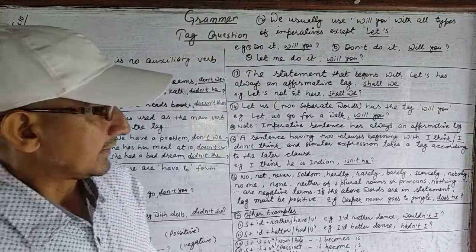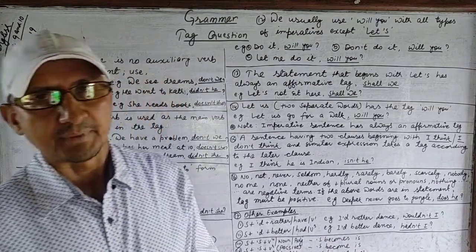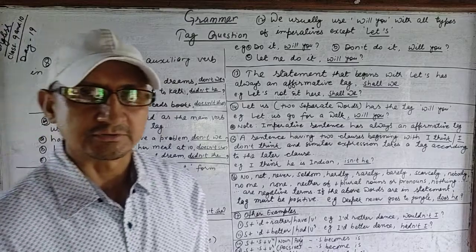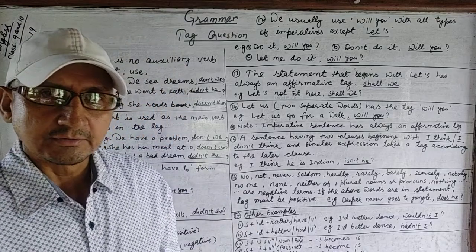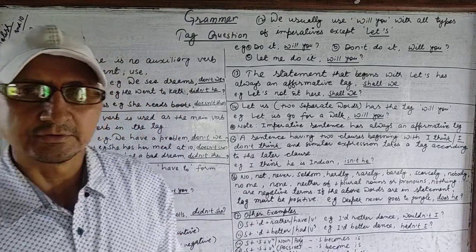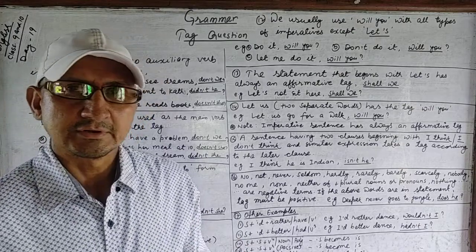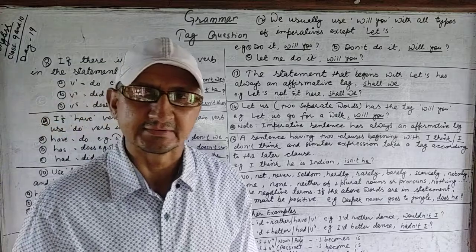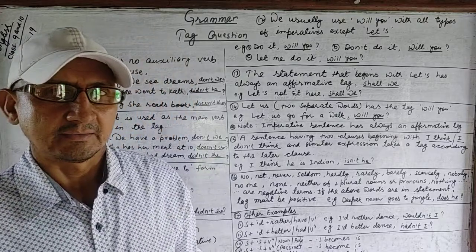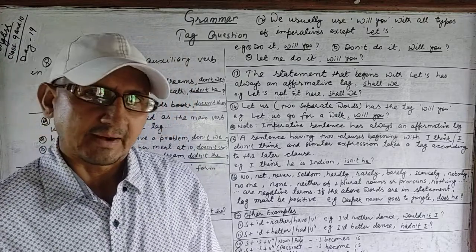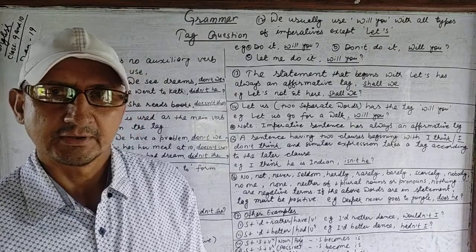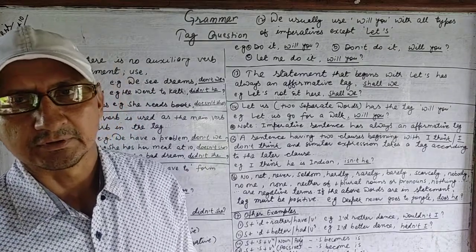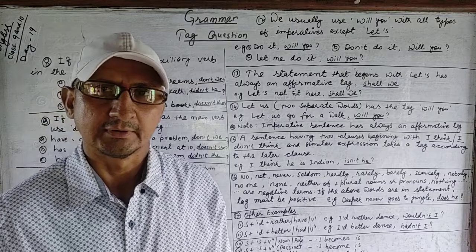In this way, these are some basic rules of tags. Read these rules, understand these rules, memorize these rules, and practice as many exercises as you can. Then only will you become perfect in tag questions. You will face no problems.